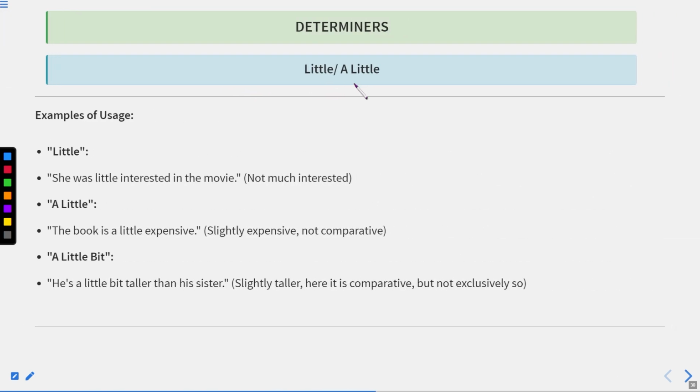Now let us have some examples of little and a little. Little: she was little interested in the movie. It means not much interested, or she was not interested in the movie. A little: the book is a little expensive, slightly expensive, not comparative. A little bit: he's a little bit taller than his sister. It means slightly taller here in the comparative, but not exclusively.